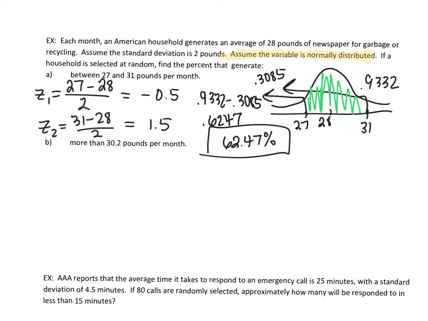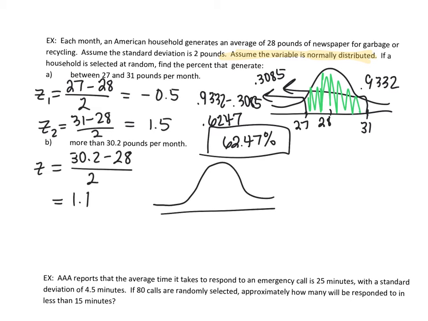In B, we want to find the percent that generate more than 30.2 pounds. So we need to find its z-score. So 30.2 minus 28 all over 2, which is going to give us 1.1. So if we're looking at our curve, we have our mean of 28 and then 30.2. Now we want the area above.